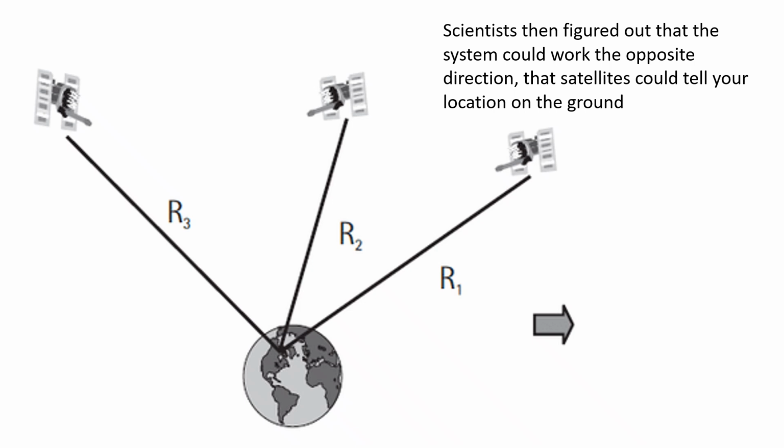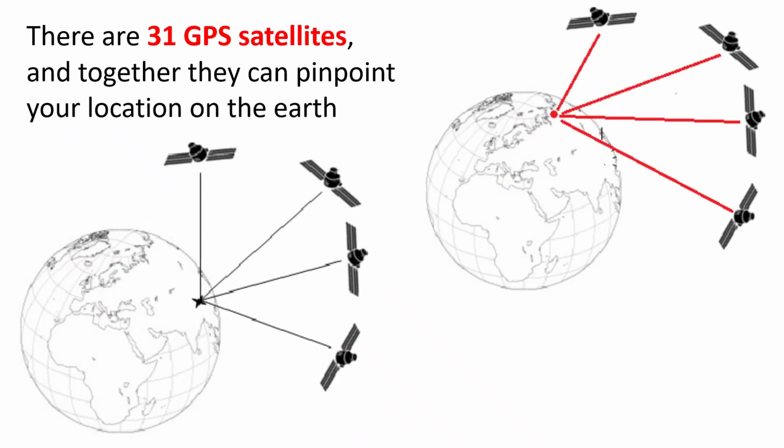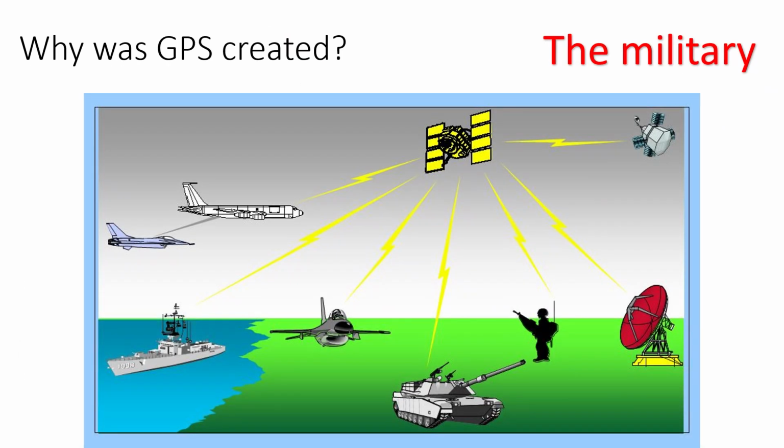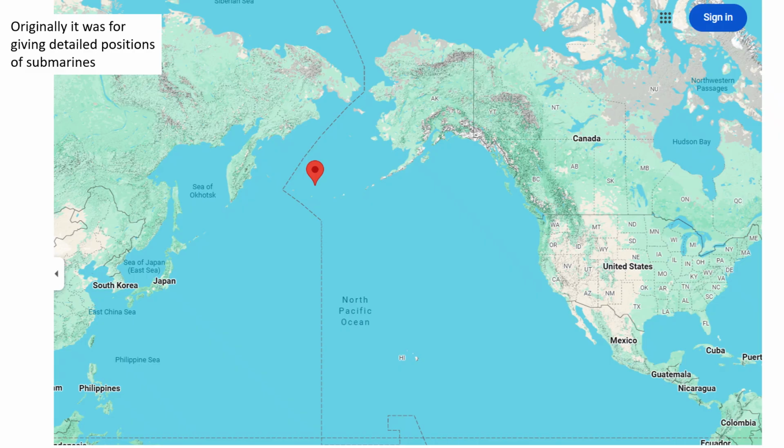And that led to the development of very early GPS ideas as early as the 1960s. Right now we have about 31 GPS satellites, and they can all pinpoint any location on the Earth, and it's through the use of electromagnetic waves. Now, who came up with this? First and foremost, it was the military. This was a military operation.